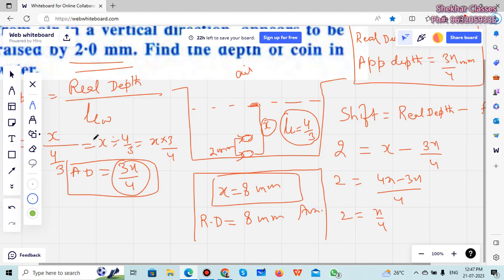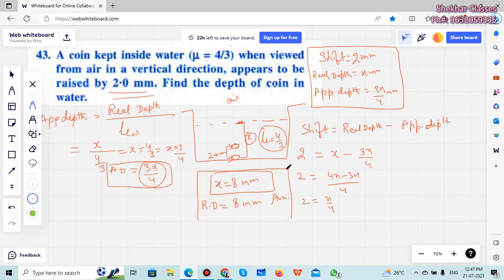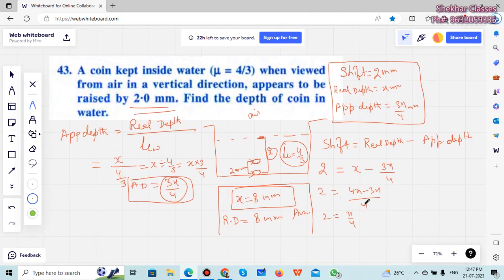Fine. So understood how to solve it? We have to first find the apparent depth. It will come in terms of x, and once we have got it, shift is given, real depth is given, apparent depth we have found in terms of x. There is a relation between the three, that is what? Shift is equal to real depth minus apparent depth. Put in the formula, form the equation, solve it, you will get the value of x, and x is nothing but real depth, and that is the answer here.